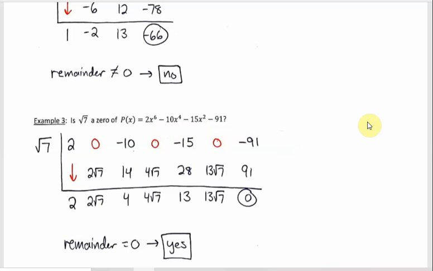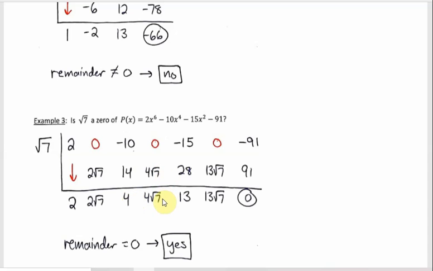But then you could do synthetic division still. You bring down the 2, and then 2 times radical 7 is 2 radical 7. You add down, you get 2 radical 7. Then you multiply that by radical 7. Radical 7 times radical 7 is 7. So that's really 7 times 2, which is 14. You add down, you get 4. 4 times radical 7 is 4 radical 7. You add down, that's just 4 radical 7.